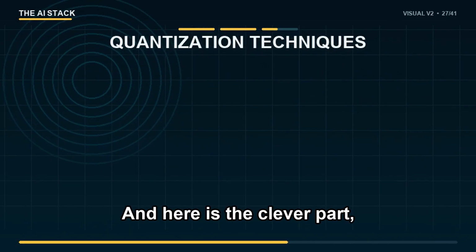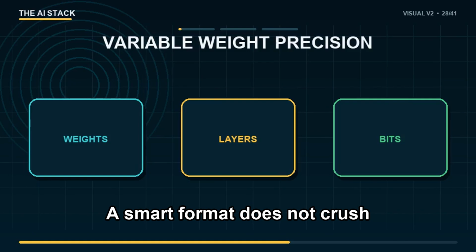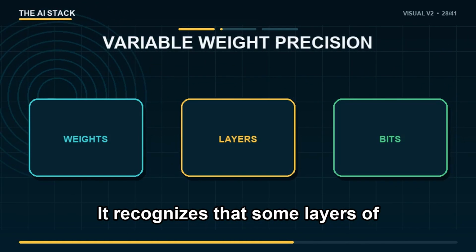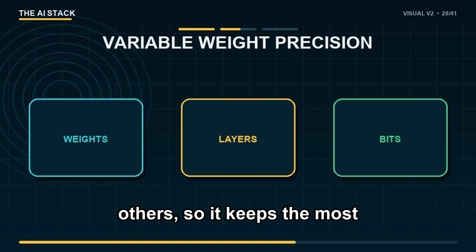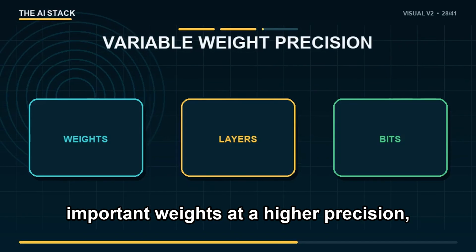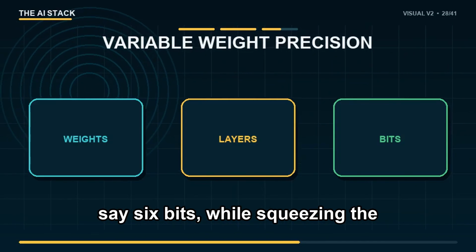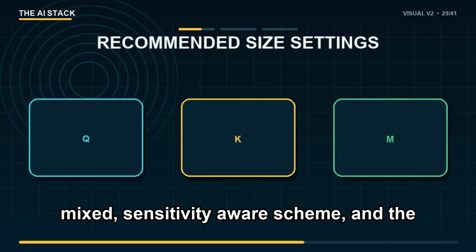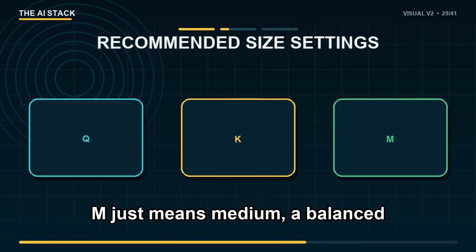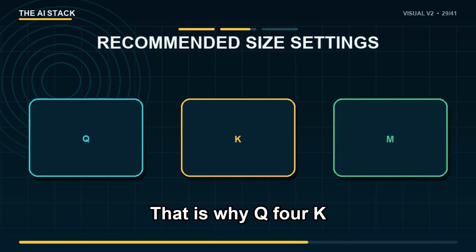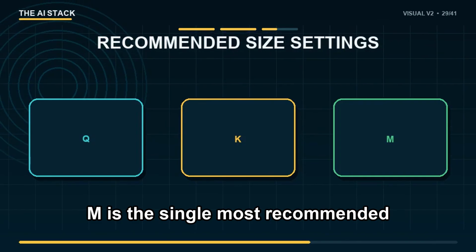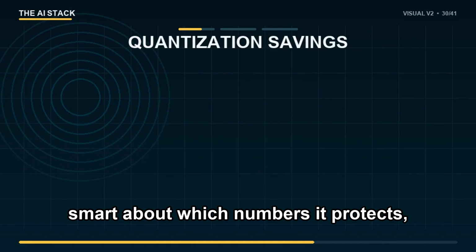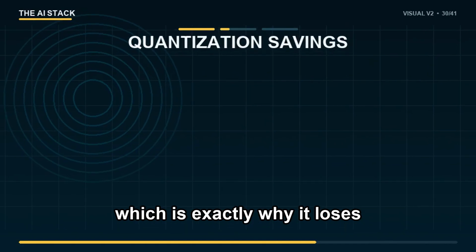And here's the clever part, the K and the M. A smart format does not crush every weight equally. It recognizes that some layers of the model are more sensitive than others, so it keeps the most important weights at a higher precision, say 6 bits, while squeezing the rest down to 4. The K marks that kind of mixed sensitivity-aware scheme, and the M just means medium, a balanced size. That is why Q4_K_M is the single most recommended setting you will see. It is 4-bit savings, but smart about which numbers it protects, which is exactly why it loses only a percent or 2.